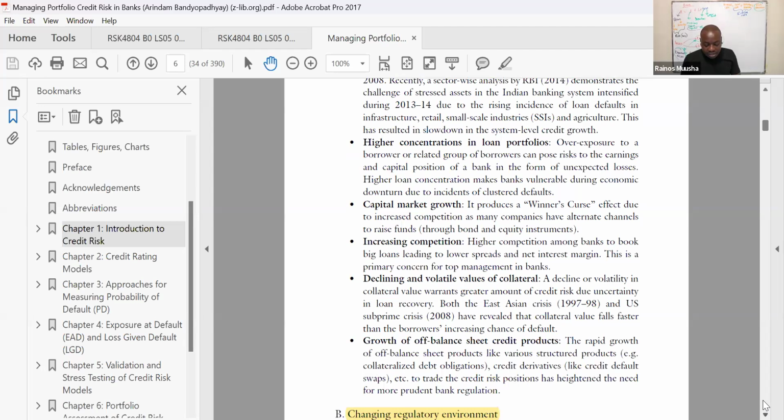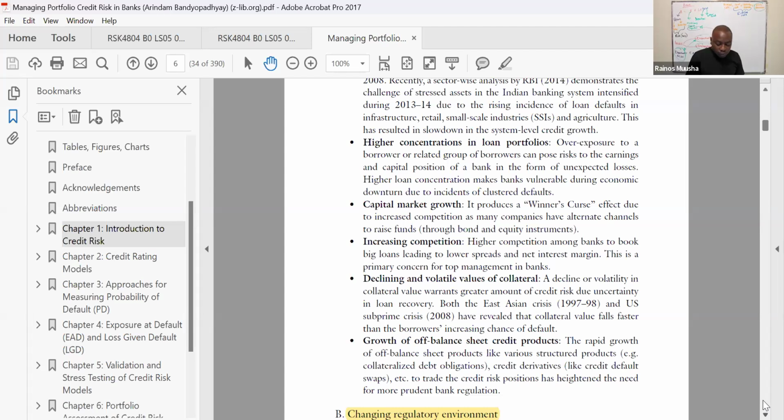Then there's declining and volatile values of collateral. And then they say a decline or volatility in collateral value warrants greater amount of credit risk due to uncertainty in loan recovery. So both the East Asian crisis and the US subprime crisis have revealed that collateral value falls faster than the borrower's increasing chance of default as well.